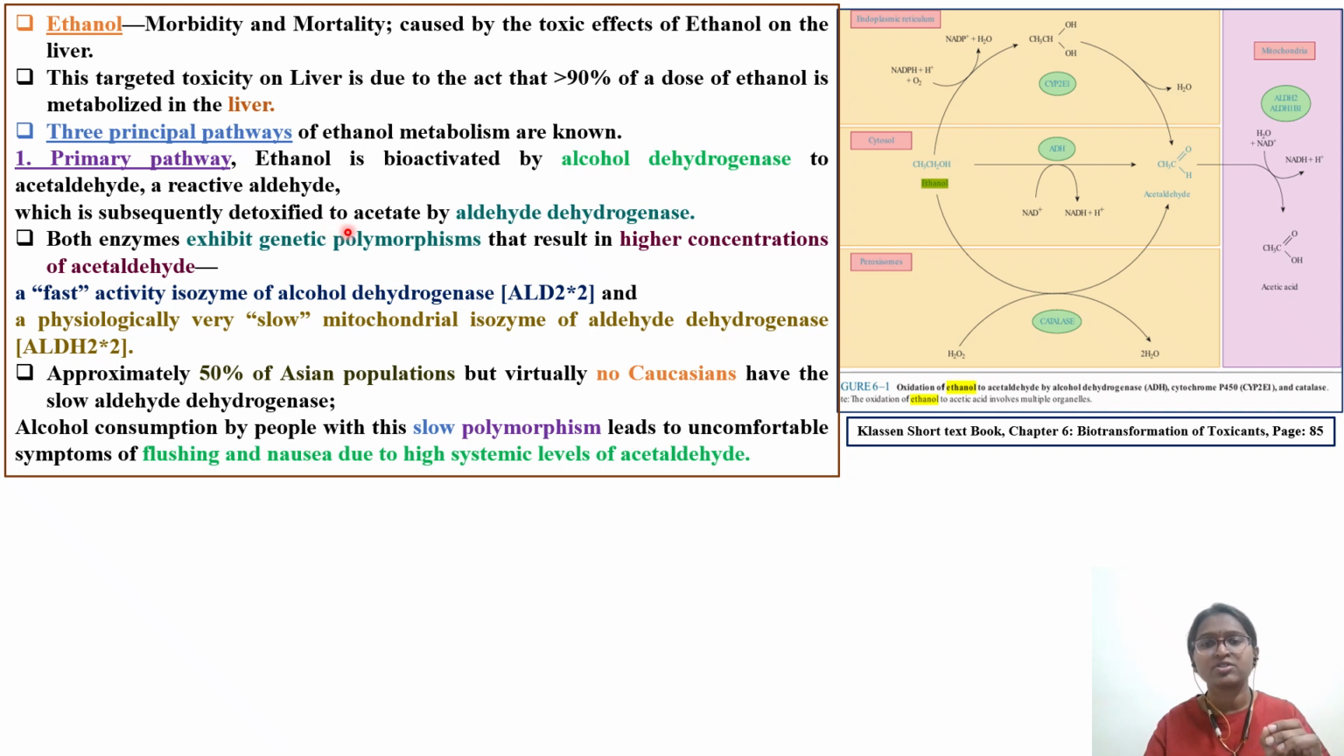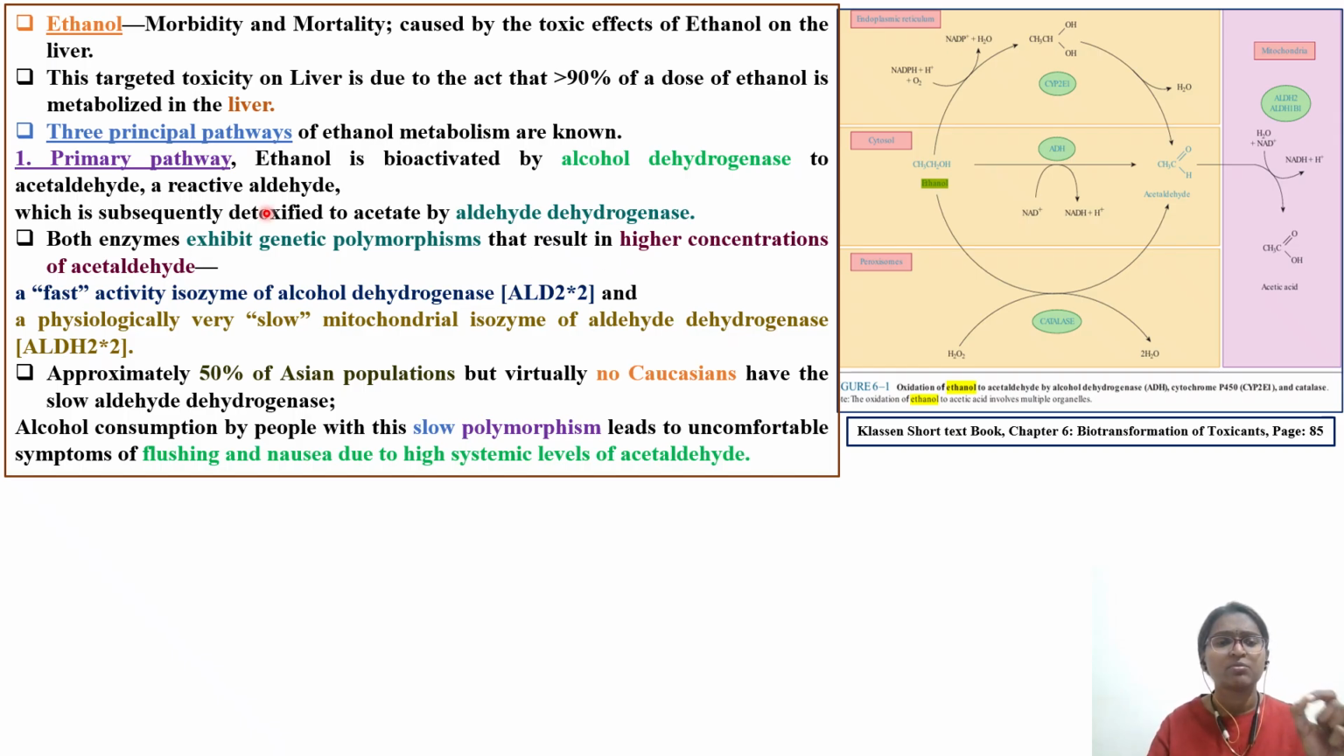Then acetaldehyde is subsequently detoxified to acetic acid. This reaction takes place in the mitochondria by the action of the enzyme aldehyde dehydrogenase. So there are two enzymes here: alcohol dehydrogenase and aldehyde dehydrogenase. Aldehyde dehydrogenase exists in polymorphic forms, genetic polymorphism. That is the reason ethanol metabolism differs across ethnic races, whether Asians, Caucasians or blacks, because of this isomeric polymorphism observed in the enzyme.